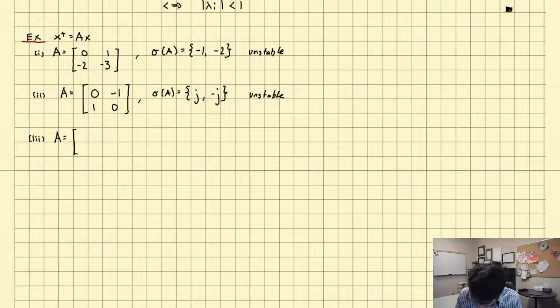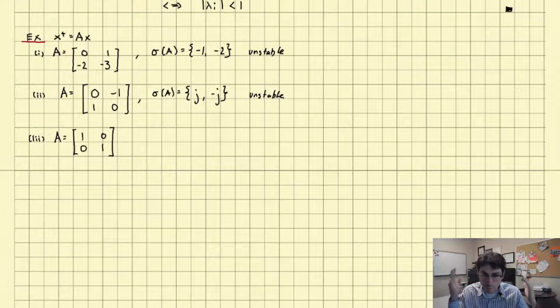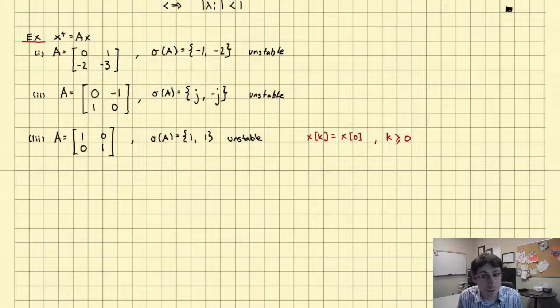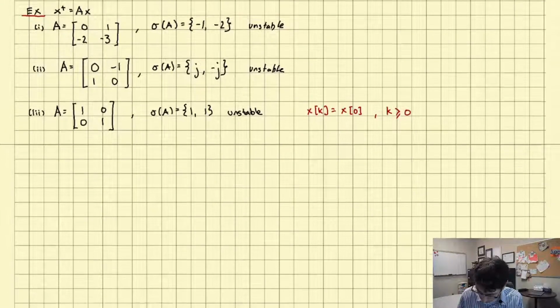What about the identity matrix? What does this thing do? It doesn't move, right? Whatever initial condition you pick, the state stays at that initial condition. So it's not asymptotically stable, and its eigenvalues are 1, 1. So unstable, and just as an aside, we have that x of k equals x of 0 for k greater than or equal to 0. So it's not going to 0 for every initial condition.